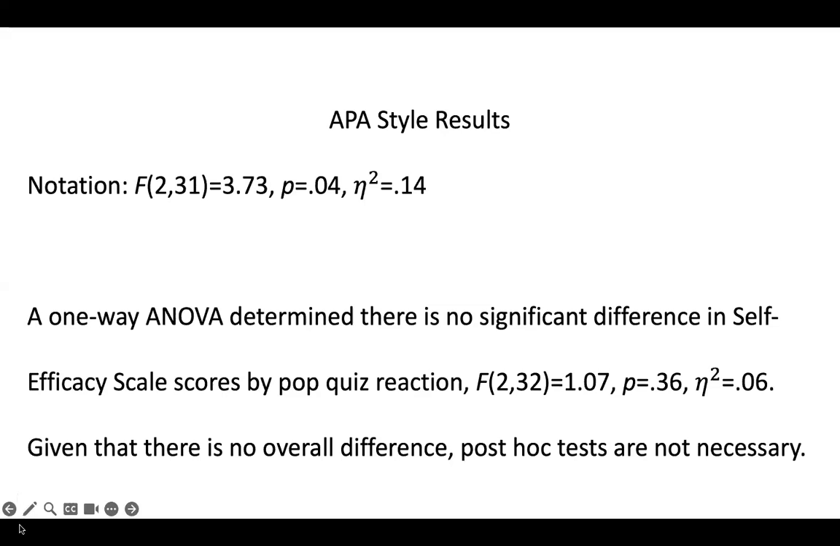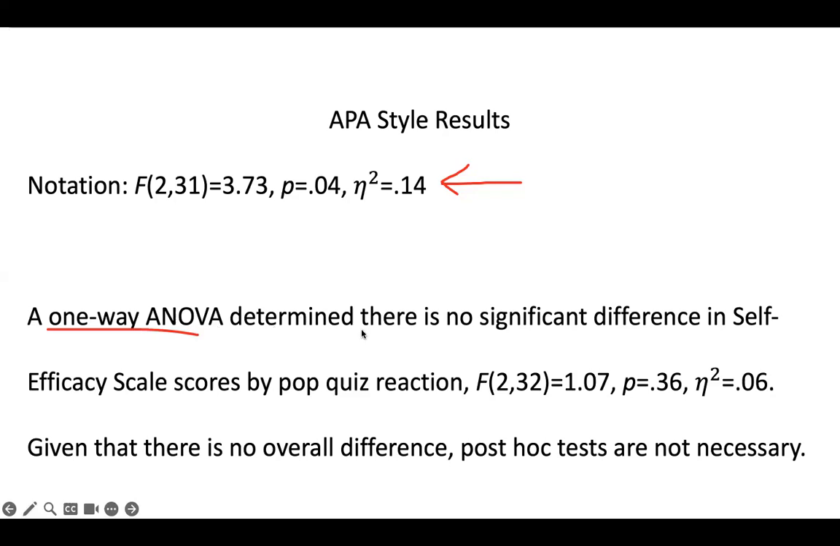So here you can see our notation. This is the notation I'm going to use. I'm going to insert that right into our paragraph. And as always, I start with the type of test. So one-way ANOVA, you could also say a one-way between subjects ANOVA. This is a Fisher's ANOVA. You could call it the Fisher's one-way ANOVA.